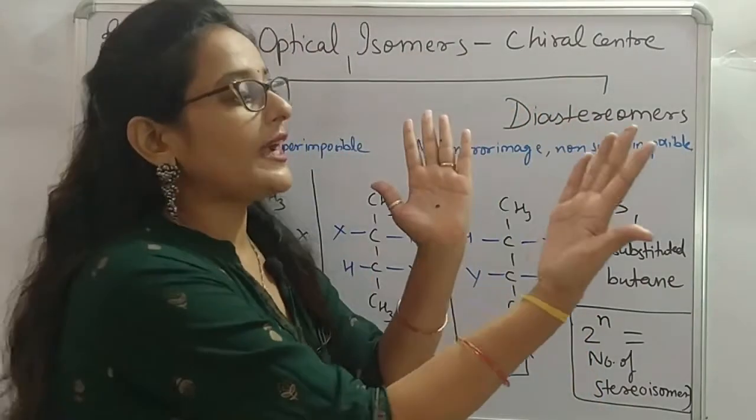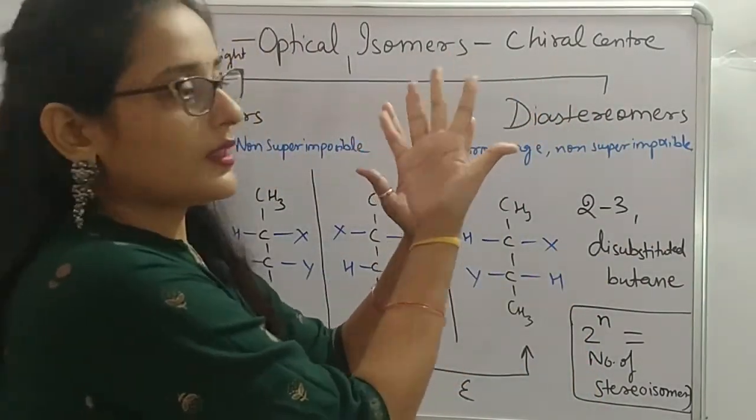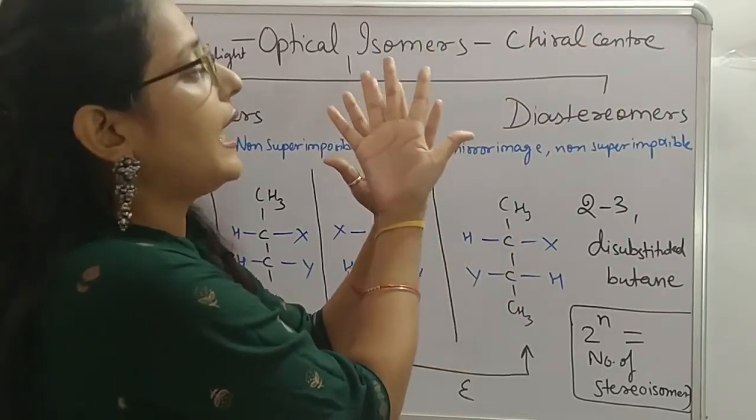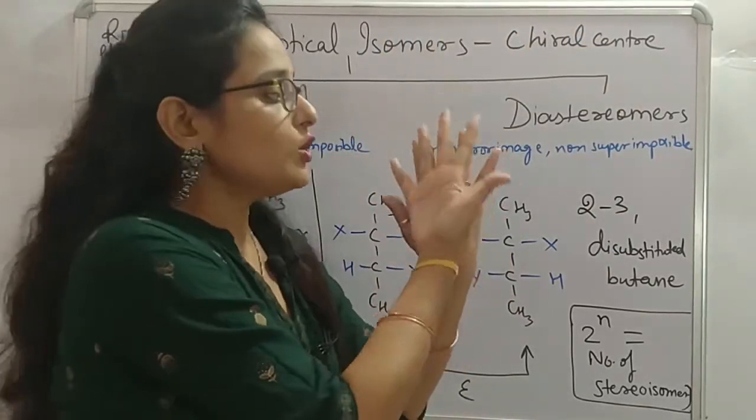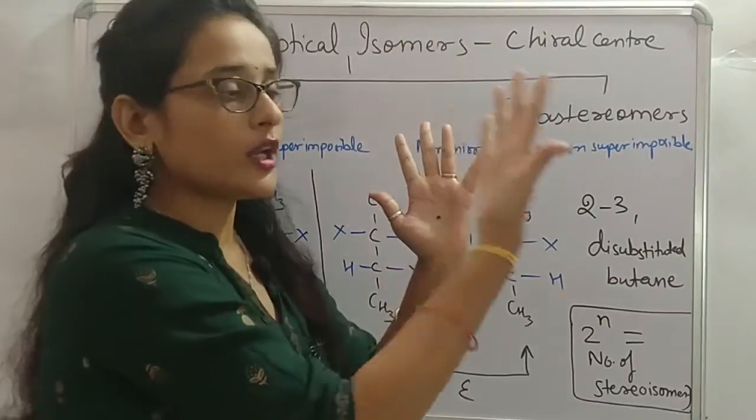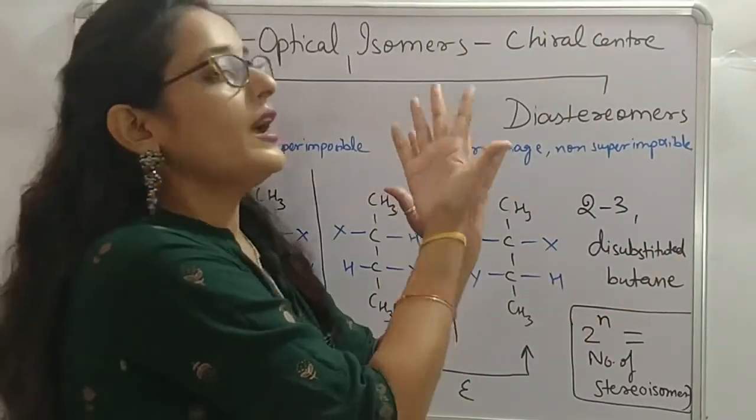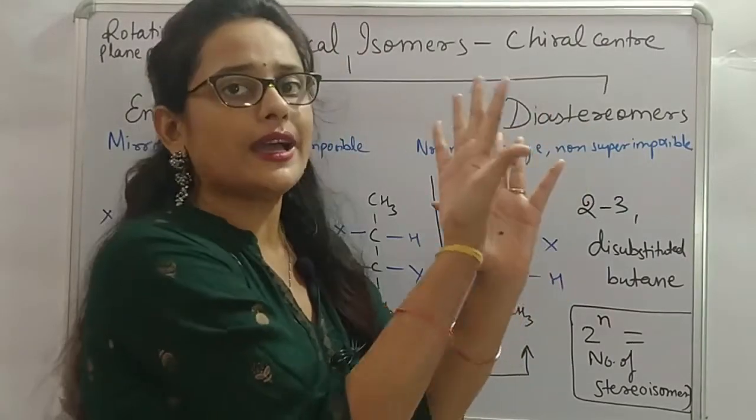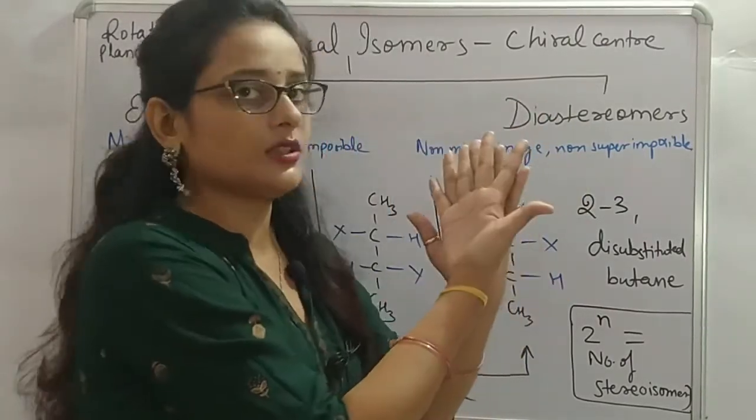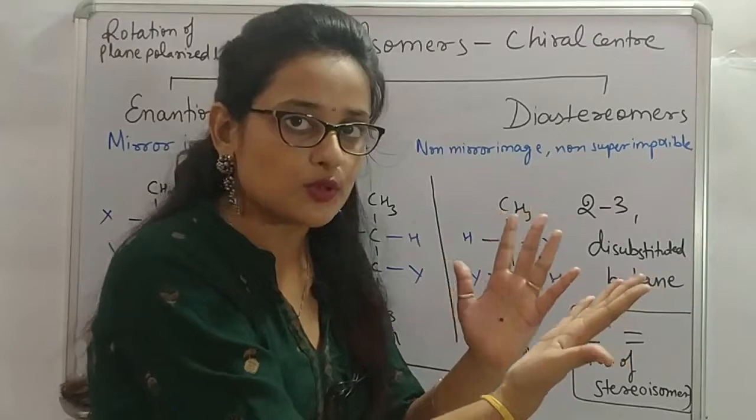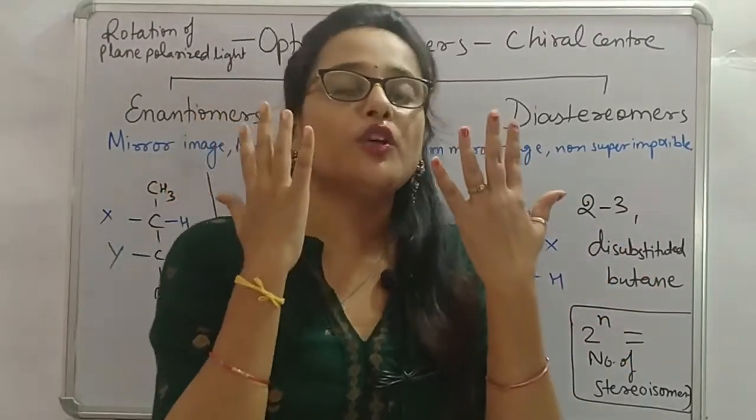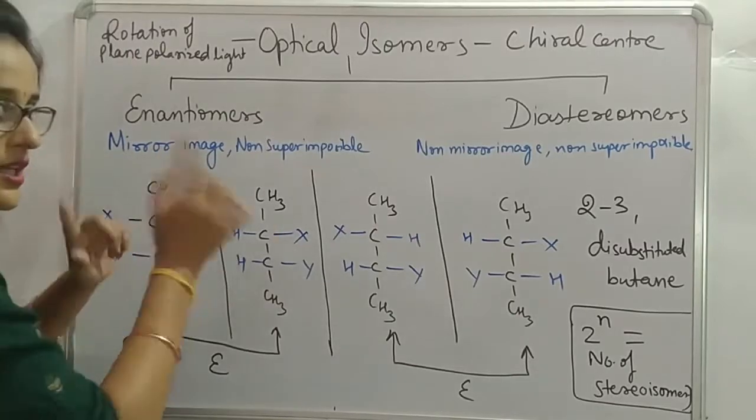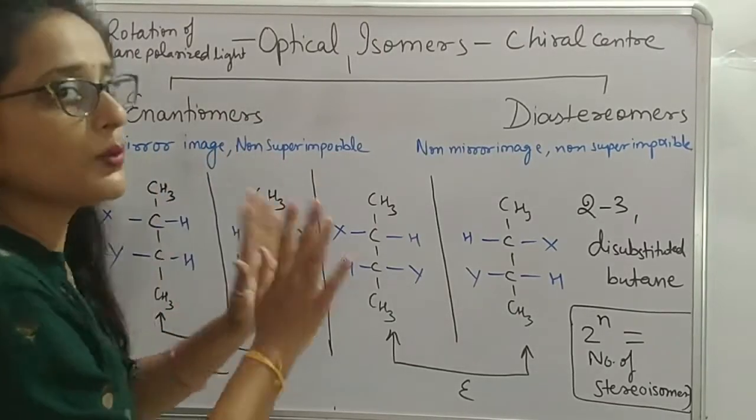But when you try to superimpose them, when you try to put one hand over the other, then they are non-superimposable. You cannot put one hand over the other and allow these hands to exactly fit. Both the hands will not fit exactly with each other because these are non-superimposable. So, this is one example of enantiomers. So, enantiomers are the compounds which are mirror images of each other and they are non-superimposable.